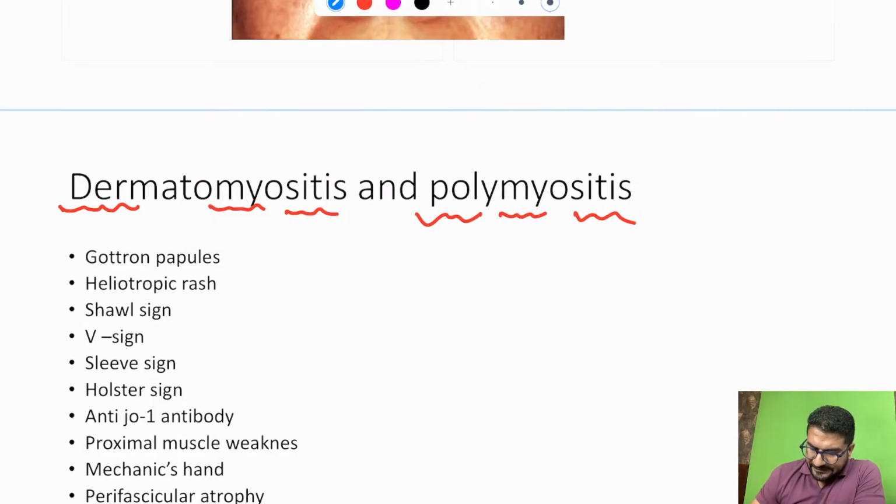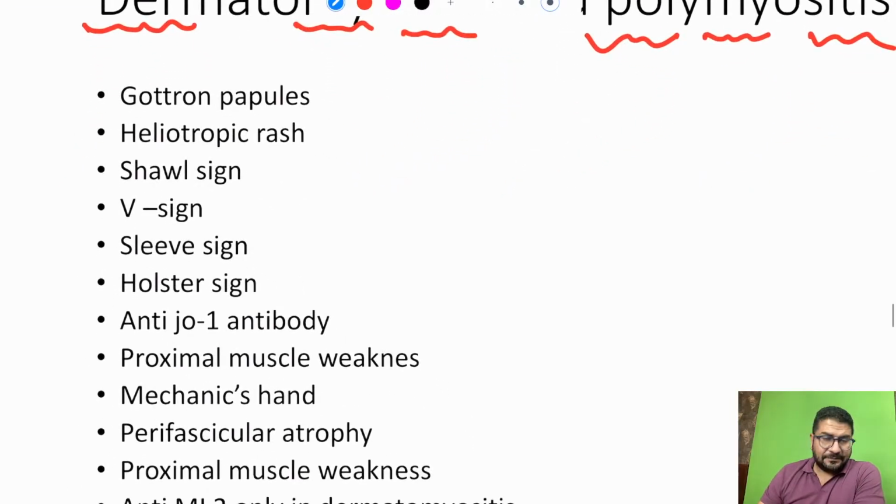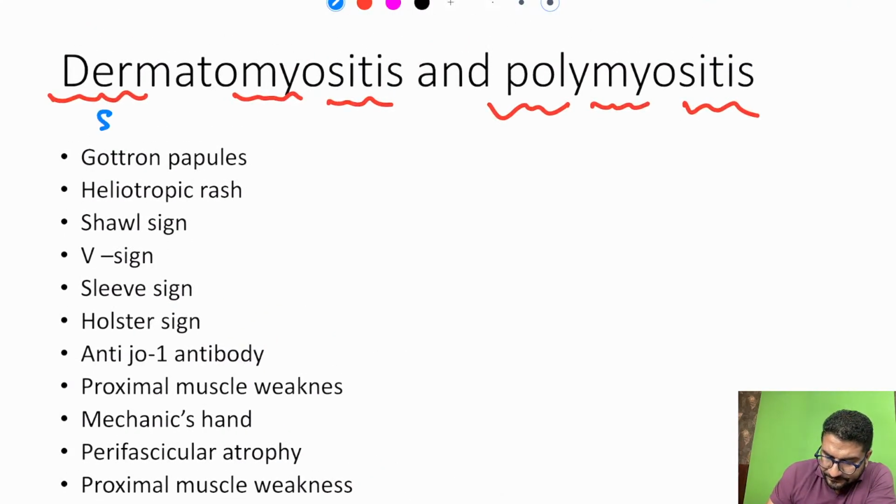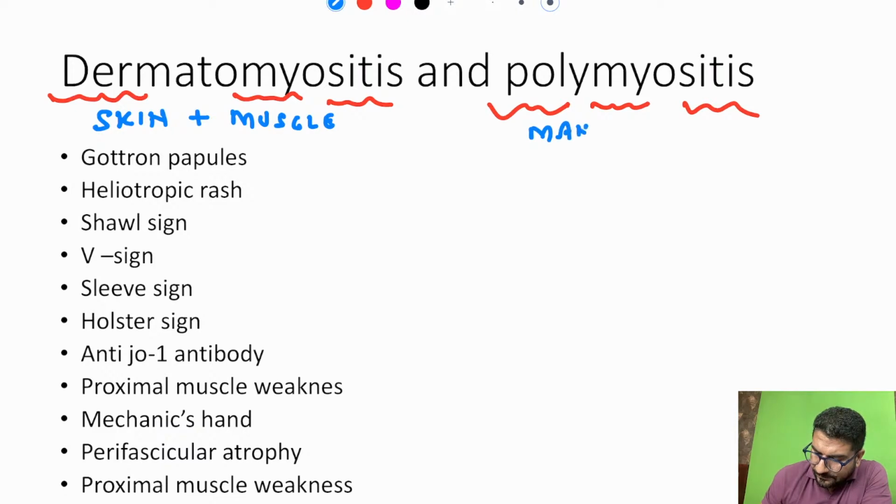Now try to understand dermatomyositis and polymyositis. Wherever skin changes come, the skin changes will be seen only in dermatomyositis. So here you will see inflammation of skin plus muscle, and here you will see inflammation of many muscles. Then now try to understand. If you see, the patient will have Gottron papules. So these are the papules.